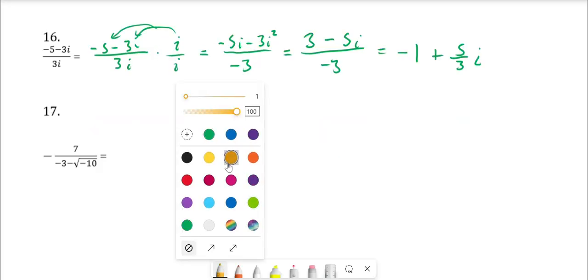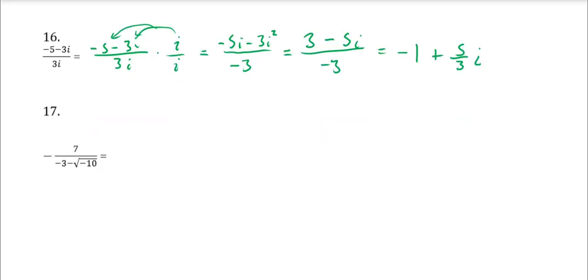17 really is no different. We just have to write it as a complex number right now. This is minus 7 over minus 3 minus square root of minus 10. Well, that last part is just minus radical 10i. And you might think to yourself, oh, well, there's a square root of 10 in there. Surely that will cause problems.